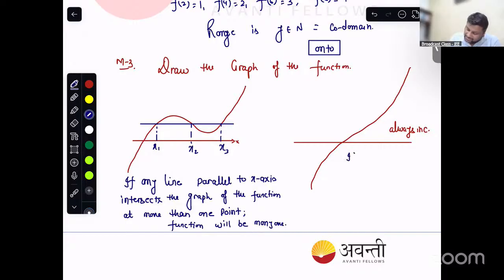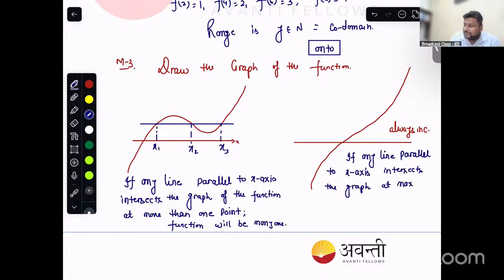And if any line parallel to x-axis intersects the graph at max one point, function will be 1-1. Yes or no?